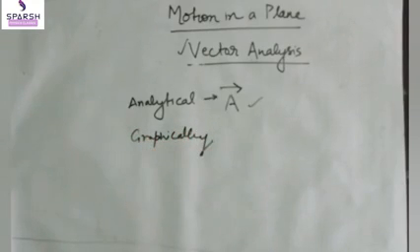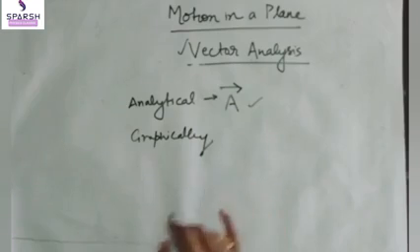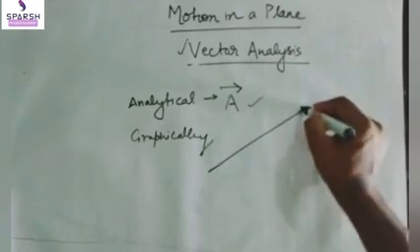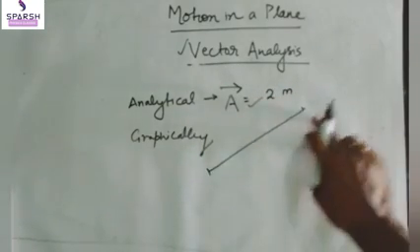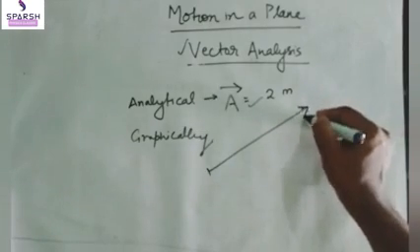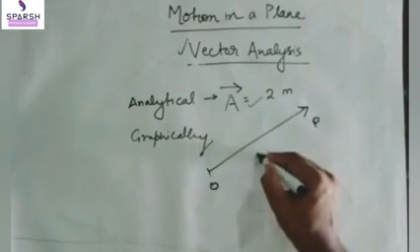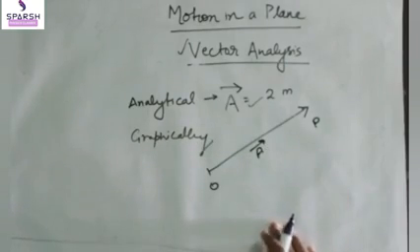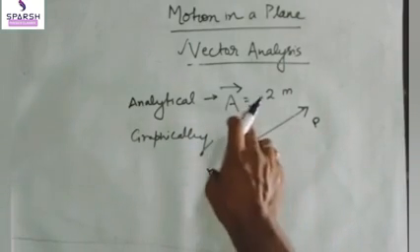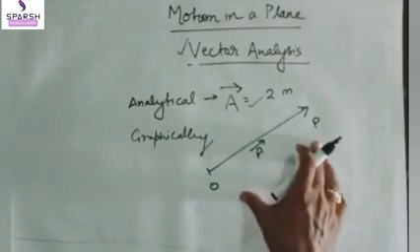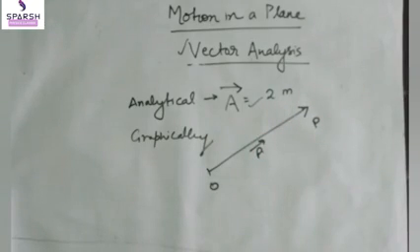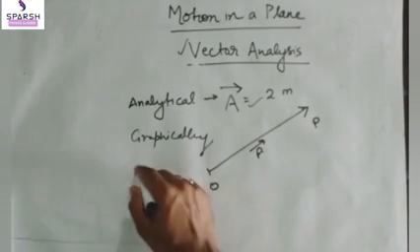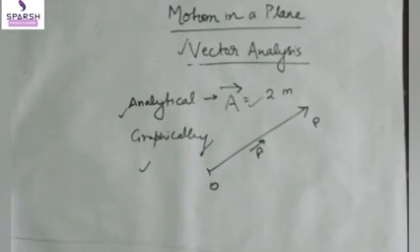Graphically how we can represent? We have to draw the arrow having the same length. Like if A is equal to 2 meter, then this arrow must have a length of 2 meter, representing the direction of this vector. The magnitude of this arrow must be equal to the quantity, the length, and the direction should be in that direction in which this quantity is given. This is graphical treatment and this is analytical treatment of representation of a vector.